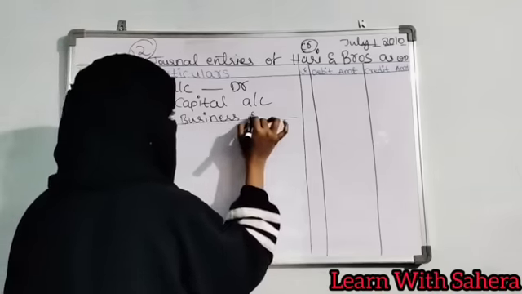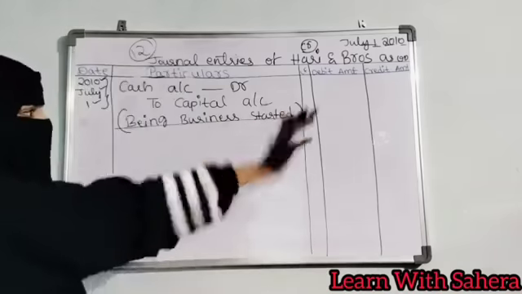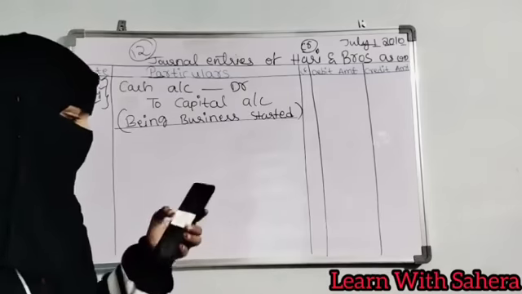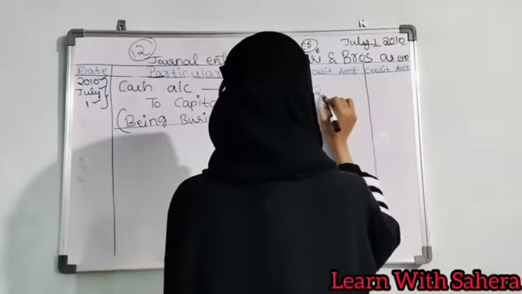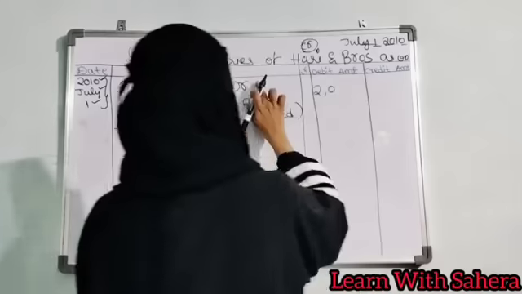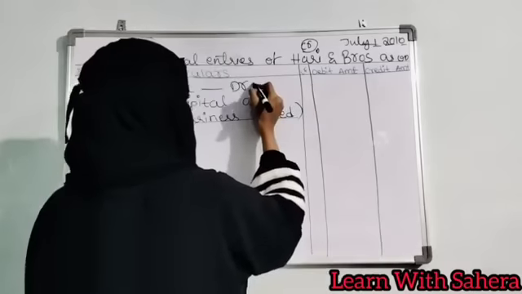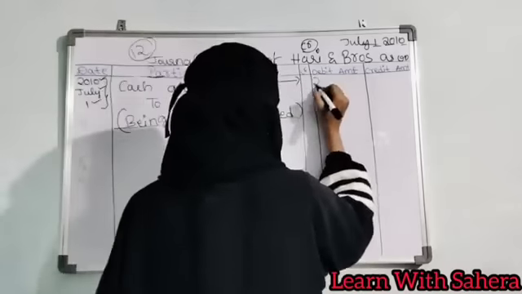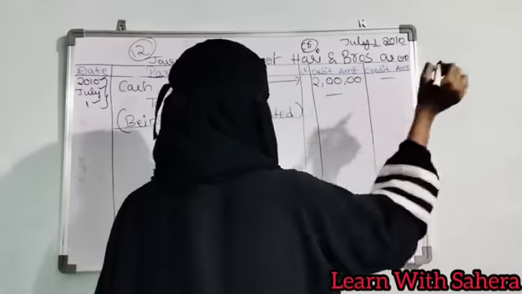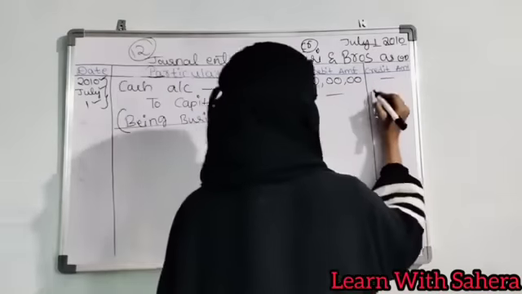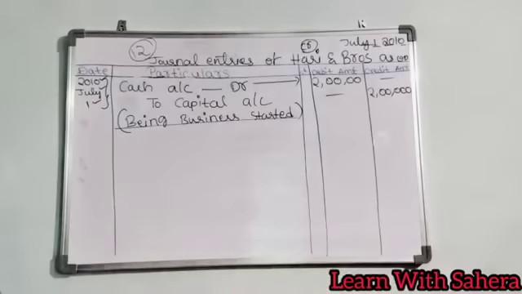Being business started. With cash also you can write. I am just writing being business started. Okay. How much is the amount, children? Amount is 2 lakhs. Where is the debit? Here it is. So you have to write 2 lakhs here. This mistake you should not do. Then here blank, and the credit amount you should write here. Done with the first transaction.